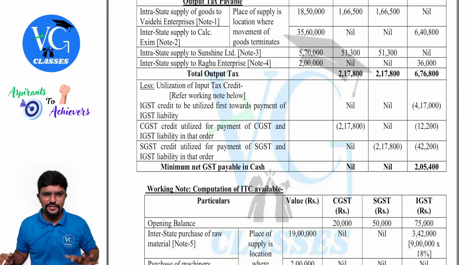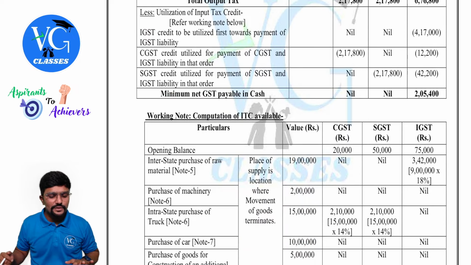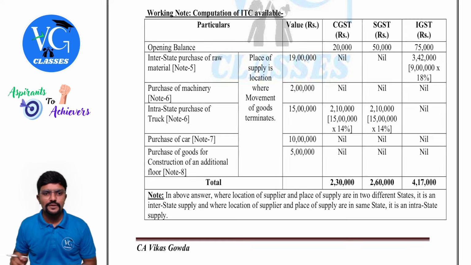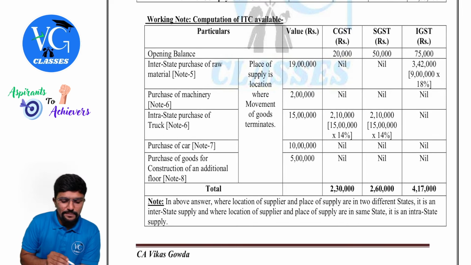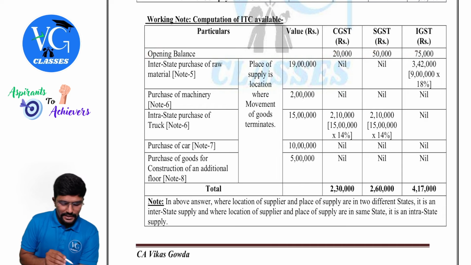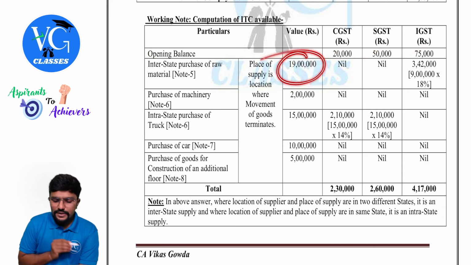If not, you can follow in this way also. Before this, we have done a working note for ITC available. We will see that for ITC available, guys. Opening balance 20,50,75,000. Then interstate purchase of raw material. What is the amount? 19 lakh.